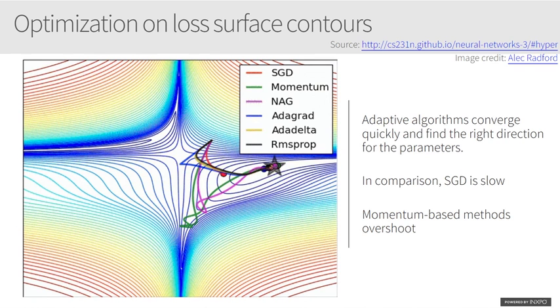If you were to visualize optimization from the concept of loss surface contours, you'll notice the yellow and the blue, which are AdaGrad and AdaDelta, are able to go from the starting point to the end point, the global minimum of your loss surface contour, the fastest. The black one is next, and that's RMSProp, which is exactly what Andrej Karpathy, on the previous slide, was referring to.